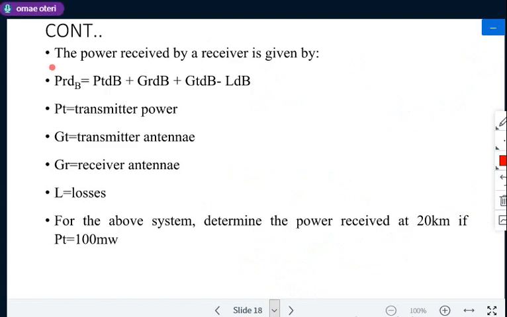And usually it's given by this formula. The received signal in terms of decibels will be the transmitted signal, plus the gain of the antenna that will be receiving, plus the gain of the antenna that will be transmitting, minus the losses we have been calculating.